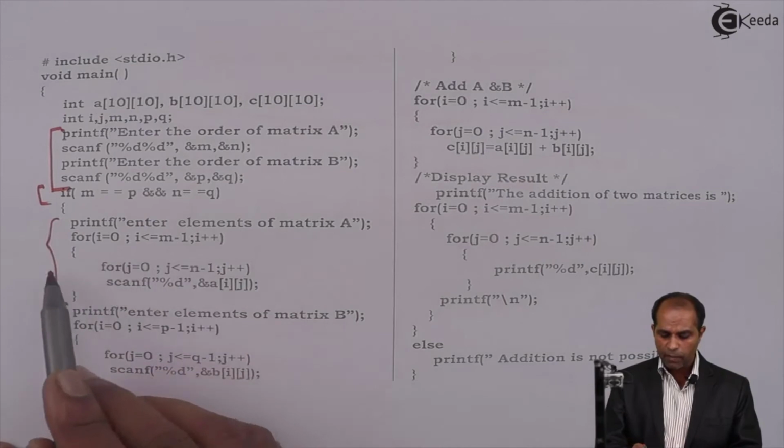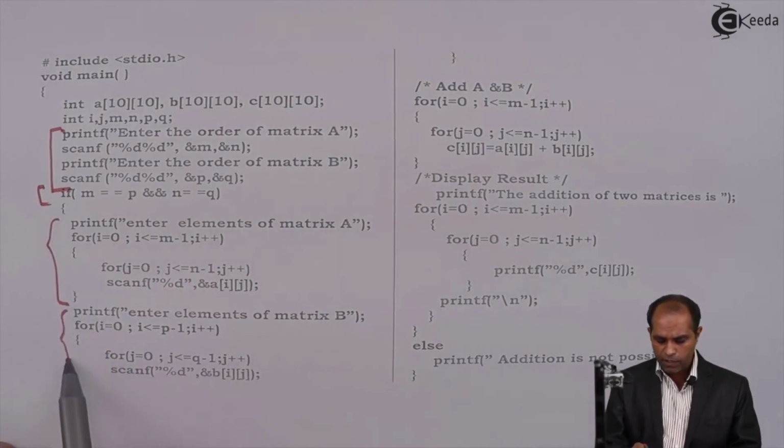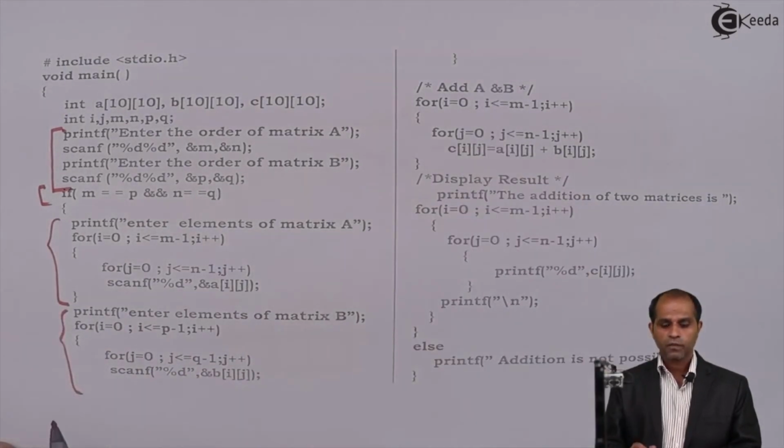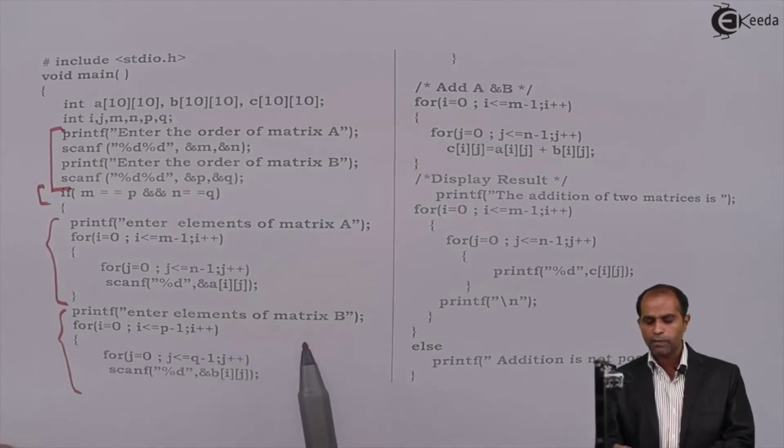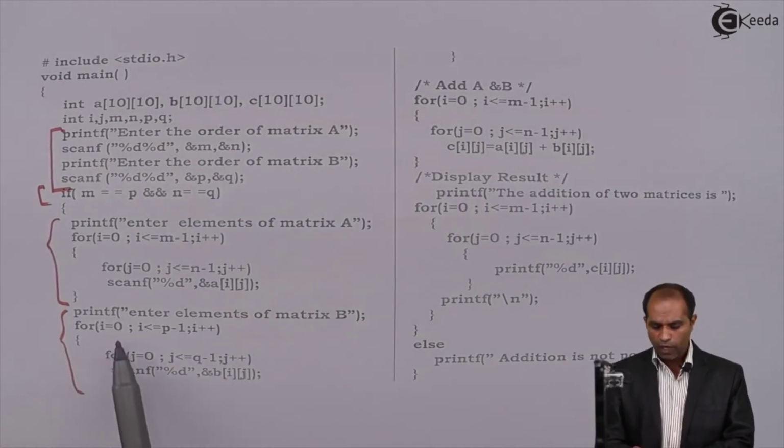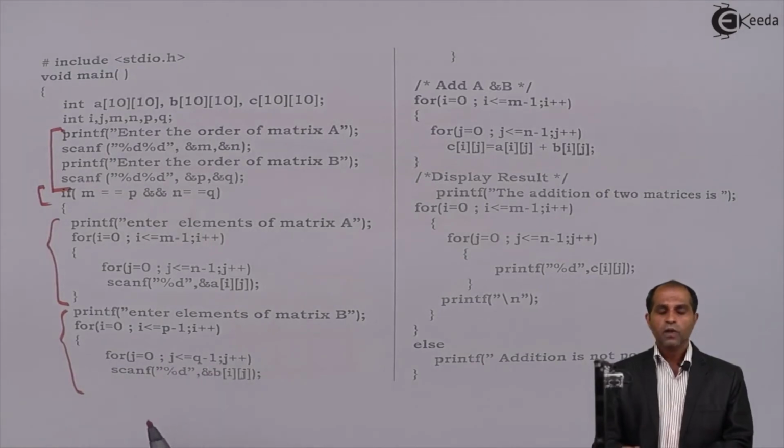Once the matrix A elements have been read, the same set of instructions have to be repeated for matrix B. So here it says printf enter the elements of matrix B. So for I equal to 0, I less than equal to P minus 1, J equal to 0, J less than equal to Q minus 1. In this, even you can write M and N at this place also.